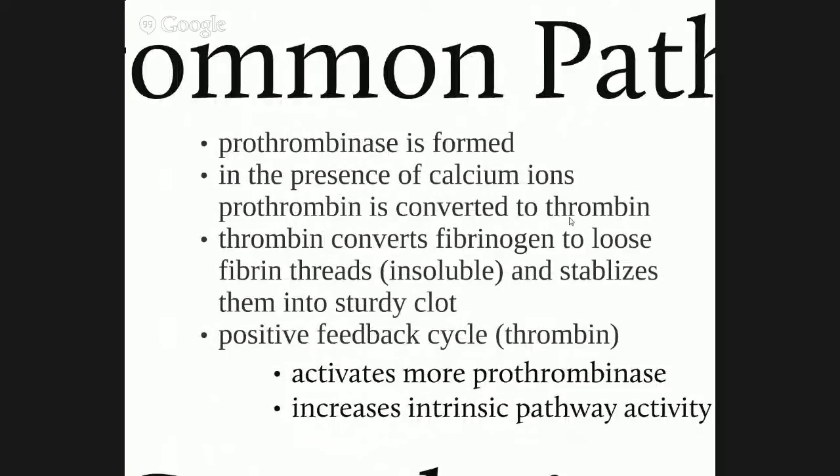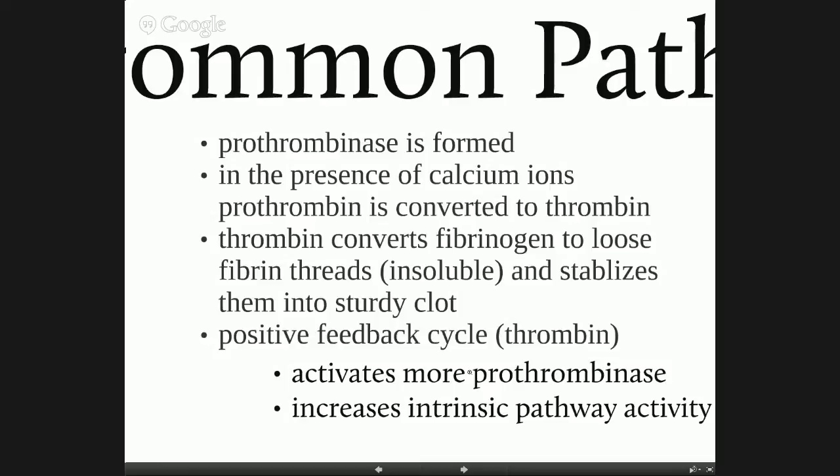Prothrombin is converted to thrombin. Thrombin converts fibrinogen to loose fibrin threads, which are insoluble, and stabilizes them into a clot. Thrombin also is involved in positive feedback cycles. It activates more prothrombinase. It also increases the intrinsic pathway activity, which is going to cause more prothrombinase to be active. There's actually two things that thrombin does, both having the same effect, but it can be active in two different ways.